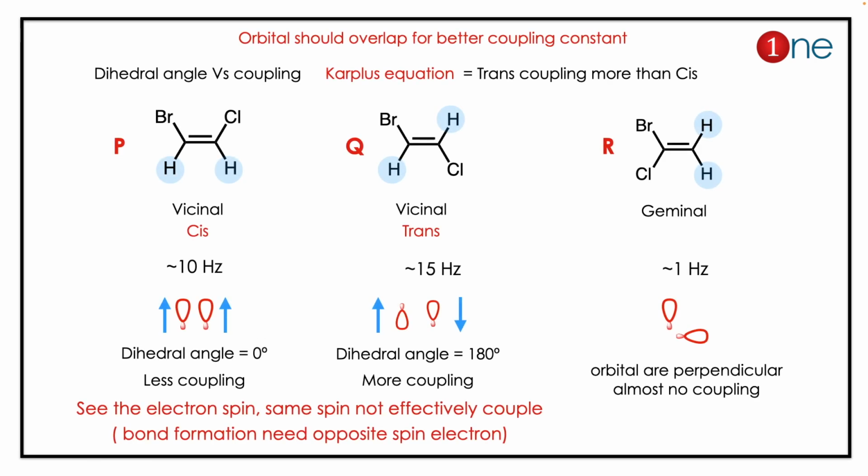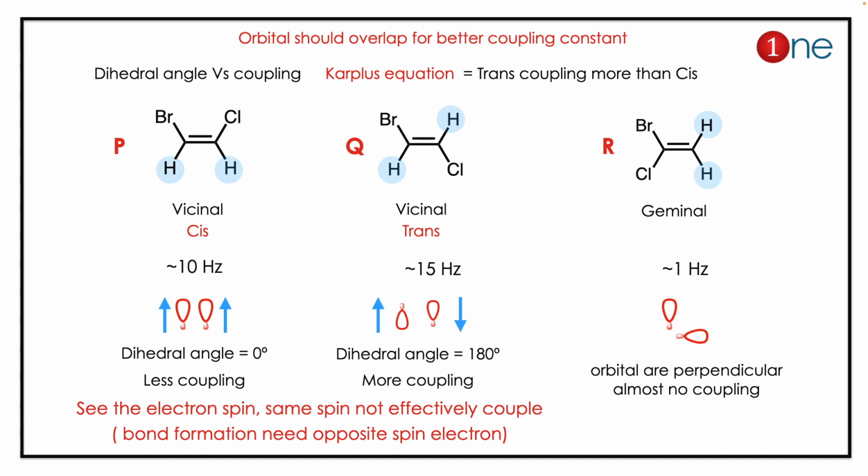Here the coupling constant means better overlap of orbitals. It's difficult to imagine from the simple one, so you have to use the Karplus equation. That equation says that trans coupling is larger than cis coupling. So the dihedral angle decides the coupling there.